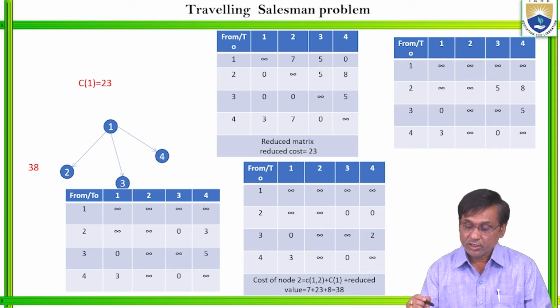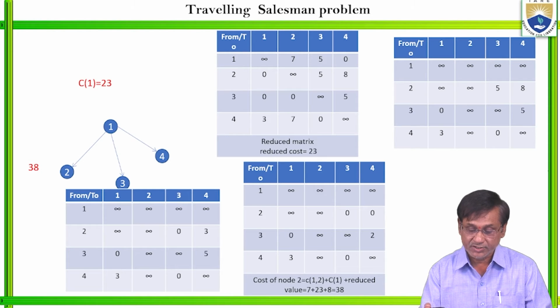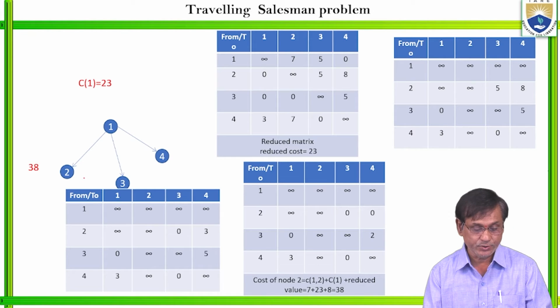The matrix is reduced. Initially we took the reduced matrix, then we modified it corresponding to node 2, and again it is reduced. The reduced value is 5 in the rows and 3 in the columns. The total reduced value is 8. The cost of the reduced matrix is 23.